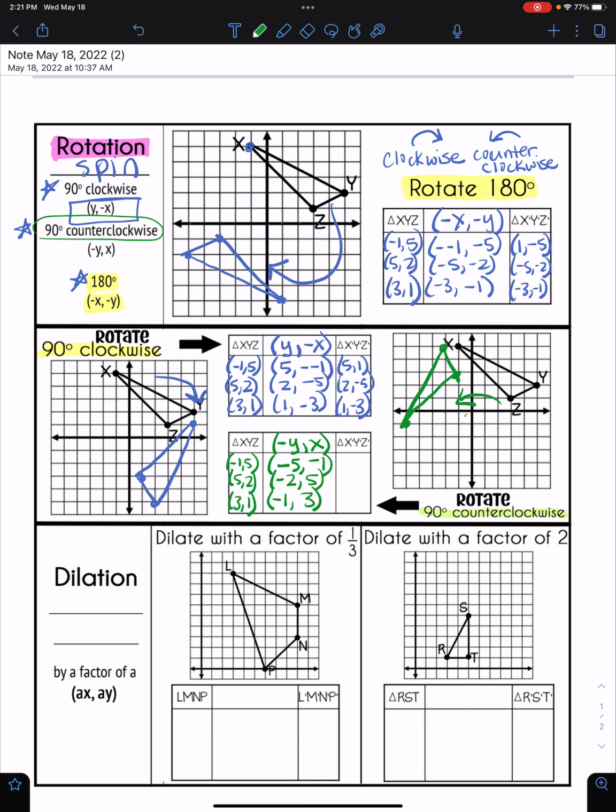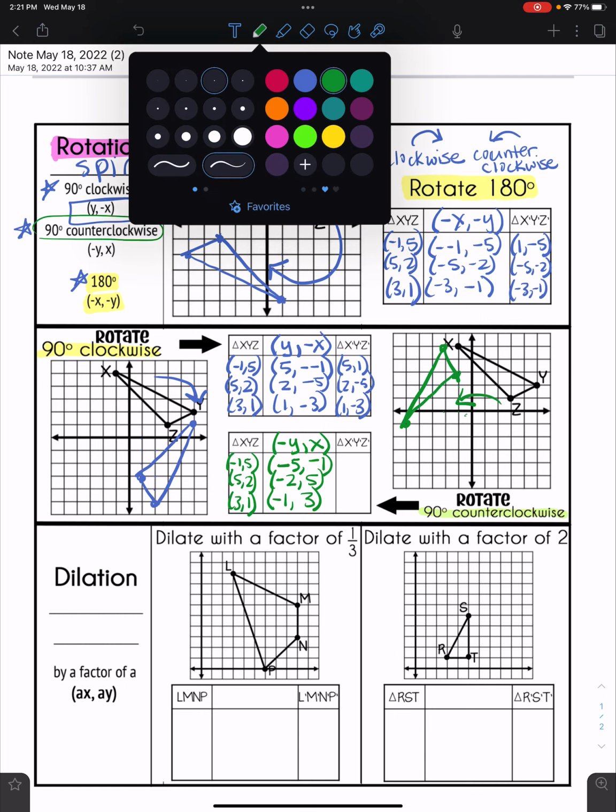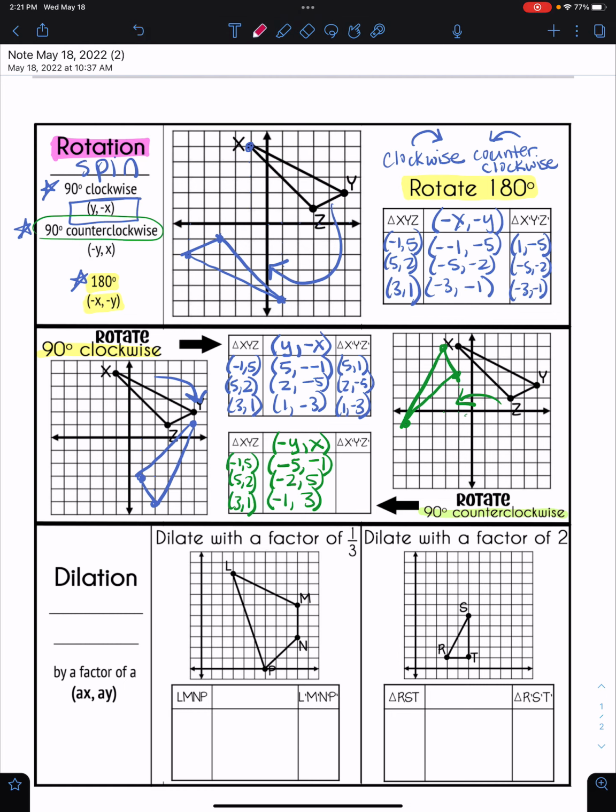All right, that's rotations. The last one we're going to learn about is dilations. Dilations mean that you are going to shrink your shape or enlarge it, by a scale factor of A. So if we're making it 2 times bigger, we're going to multiply X by 2 and Y by 2. If we're making it half as big, we're going to multiply X times a half and Y times a half. So that one's kind of an easy one to remember, I think.